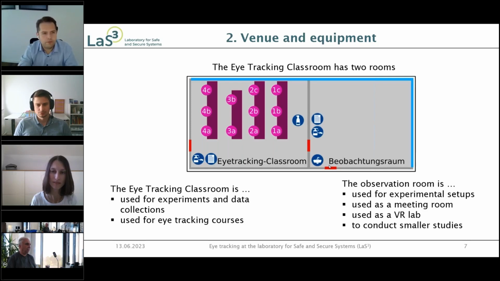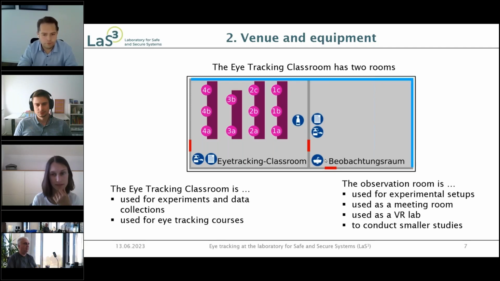This is typical, for example, when we are testing a new firmware from Tobii. We are also using a single unit, for example, for experimental setups when we are trying to test something out, and we are always using 1 eye tracker just to test everything before we roll it out to the classroom on the left-hand side.